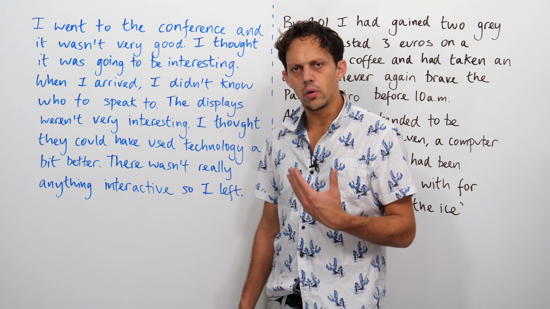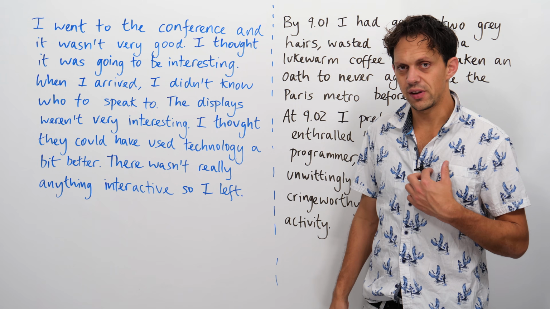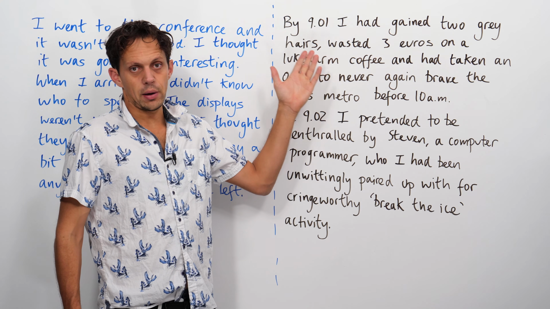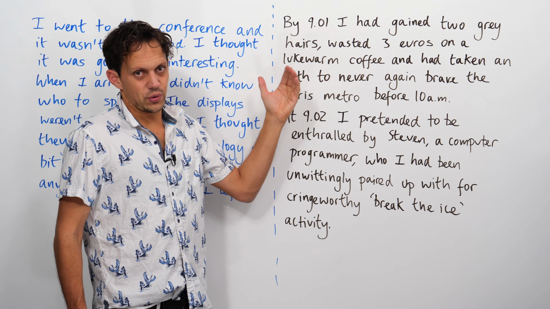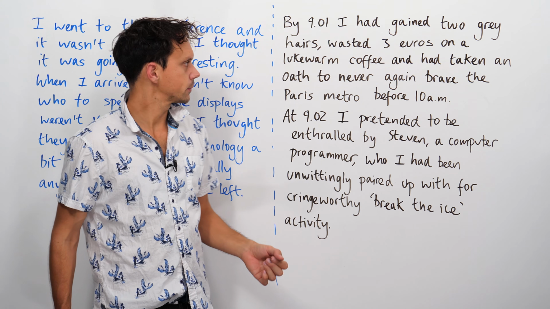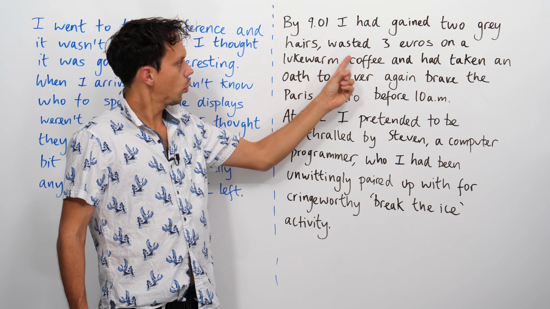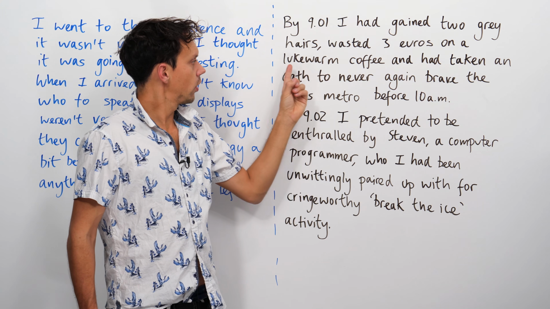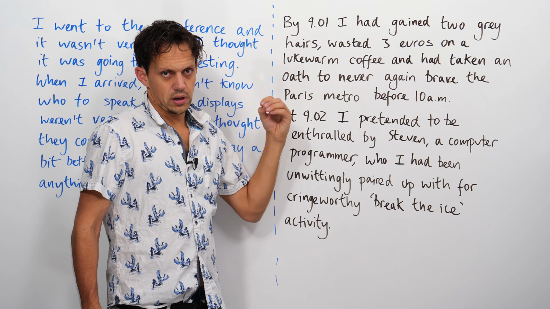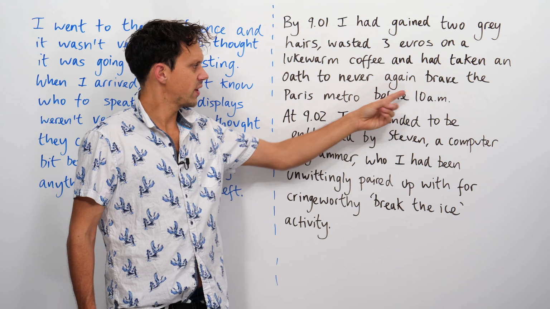Okay, so I often work with students to try and improve their writing, and I might guide them into writing a bit more like this. Now, bearing in mind that the article hasn't been planned and we're trying to transform something quite mediocre. By 9:01, I had gained 2 grey hairs, wasted €3 on lukewarm coffee, and had taken an oath, which means a serious promise, to never again brave the Paris metro before 10 a.m.